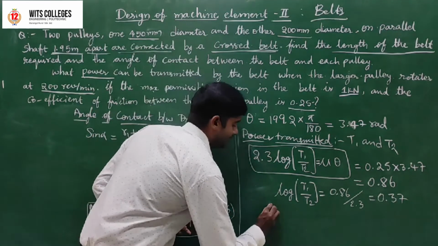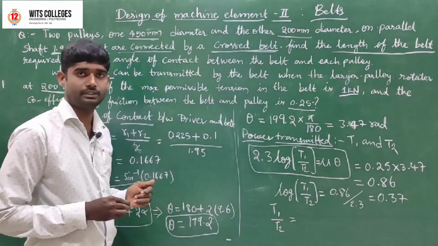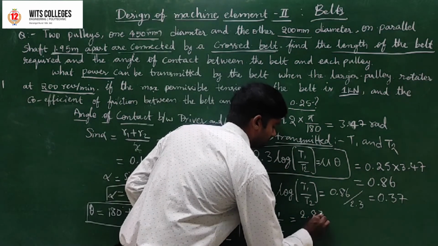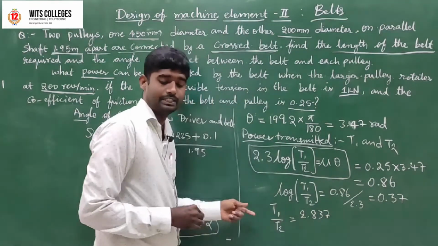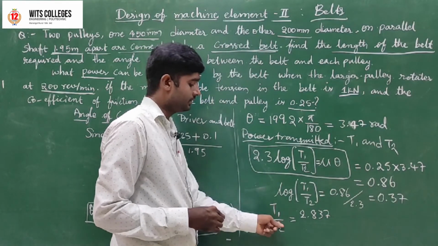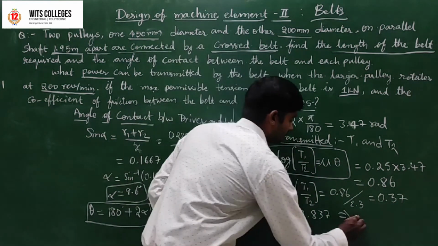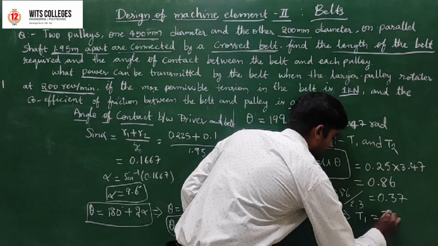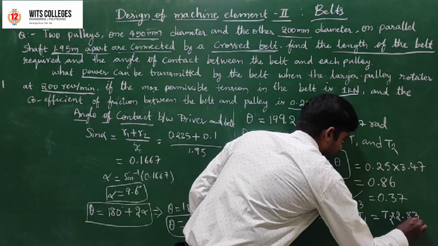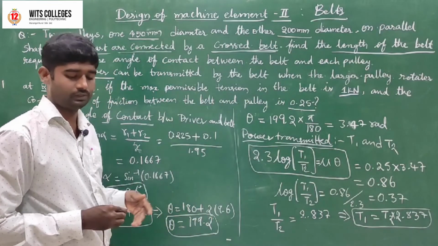Then T1 by T2 is equal to antilog, which is 2.837. Then T1 is equal to T2 into 2.837. Solve this one.